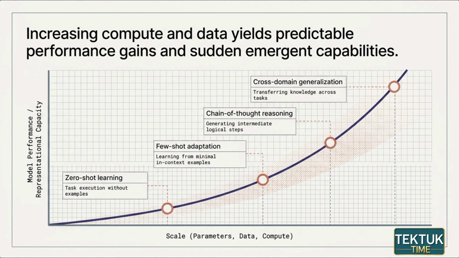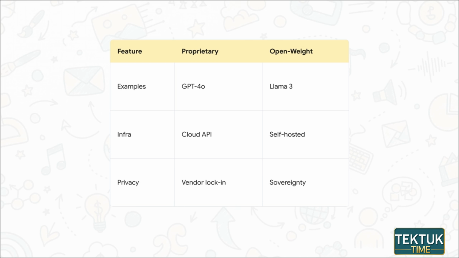So if you're building in today's ecosystem, you have a massive strategic choice to make about how you deploy this intelligence. On one hand, you have proprietary API models, think like GPT-4o or Claude 3.5. This is essentially intelligence as a service. It's incredibly convenient, sure, but you're dealing with major vendor lock-in and completely opaque updates.